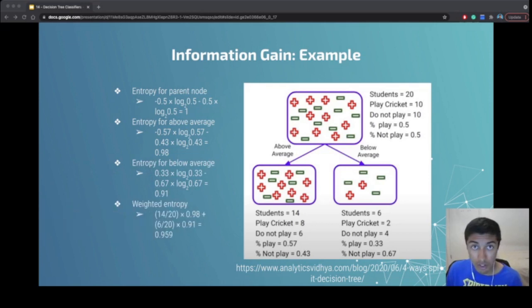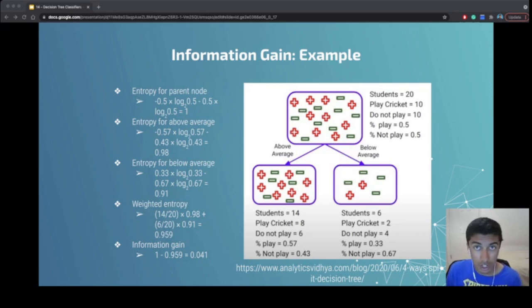Now we can simply use the proportions of each node, that being 14 out of 20 in the first node and 6 out of 20 in the second node, as the weights for finding the weighted entropy. From there we find that the weighted entropy is going to be 0.959. Now, as we mentioned, information gain is going to be 1 minus the entropy. Doing 1 minus 0.959 gets you 0.041, which is the information gain.